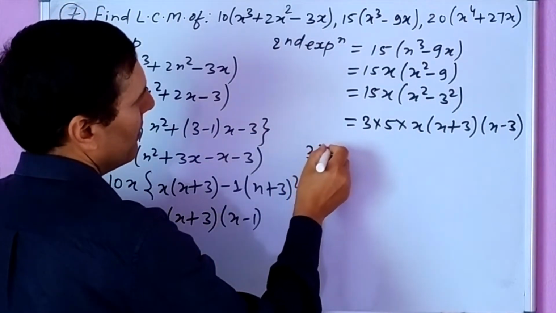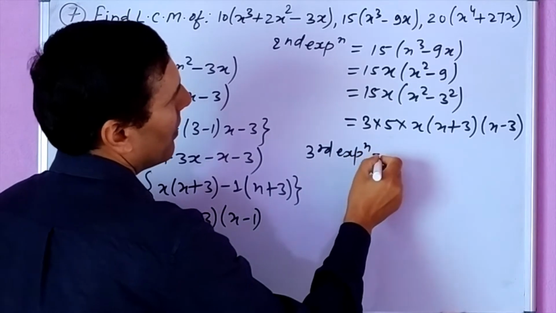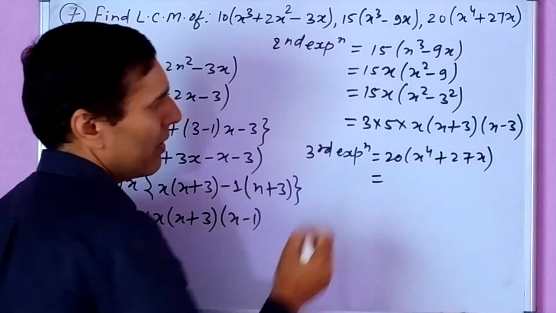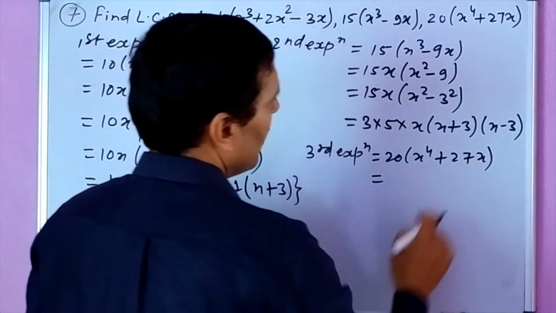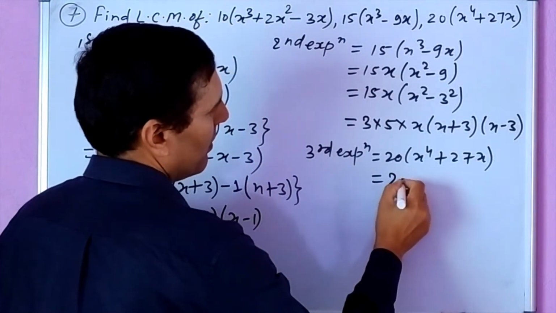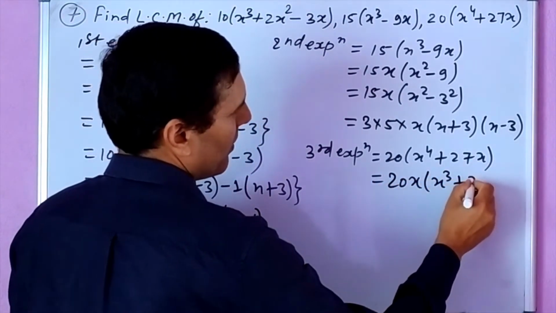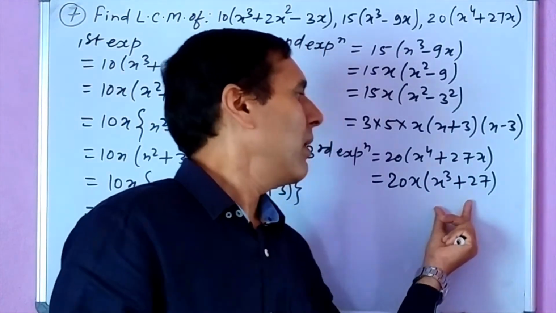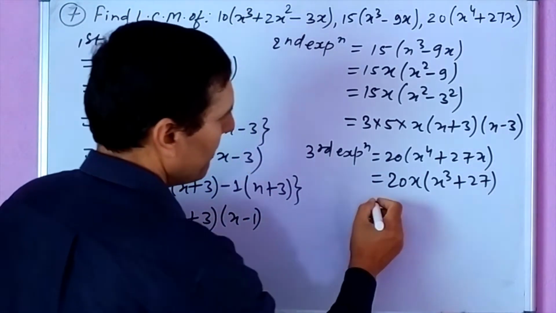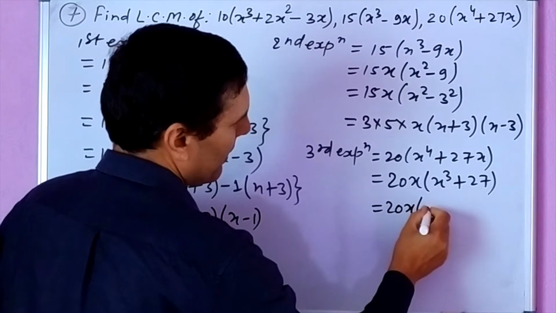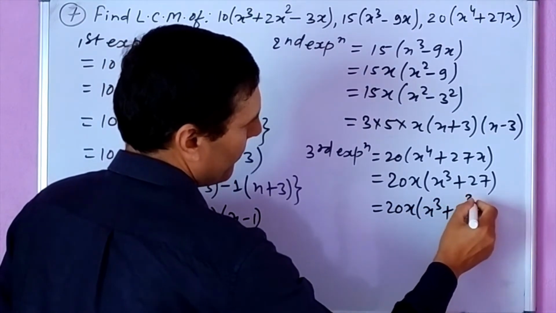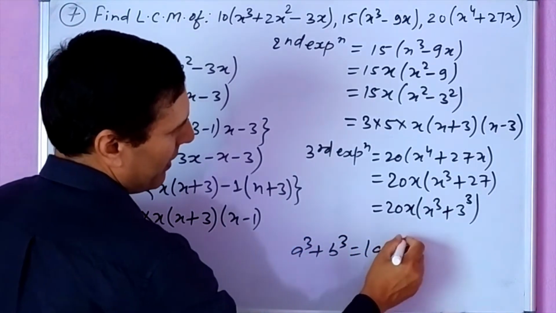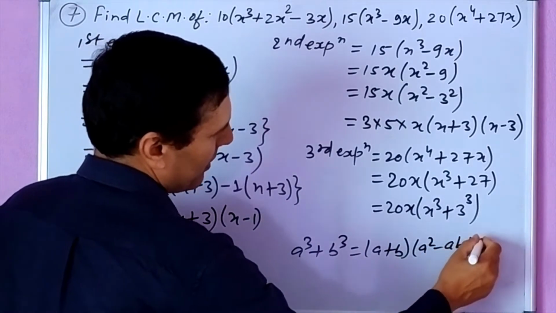Similarly, we have the third expression, 20x power 4 plus 27x. So here also you can take x common from this x power 4 plus 27x. The 20x, what will be remaining? x cube plus 27. Now we have a cube plus b cube form in the bracket, and this 27 is cube of 3. So x cube plus 3 cube. Now what is the formula of a cube plus b cube? a plus b times a square minus ab plus b square.